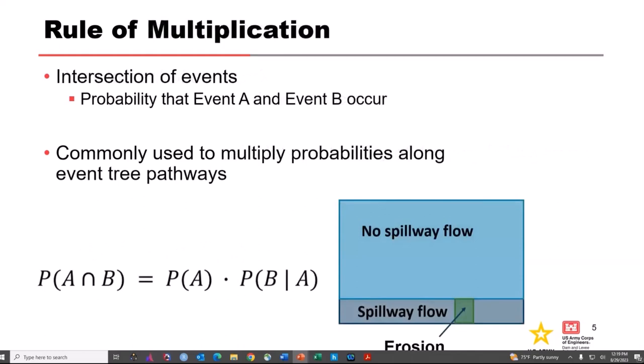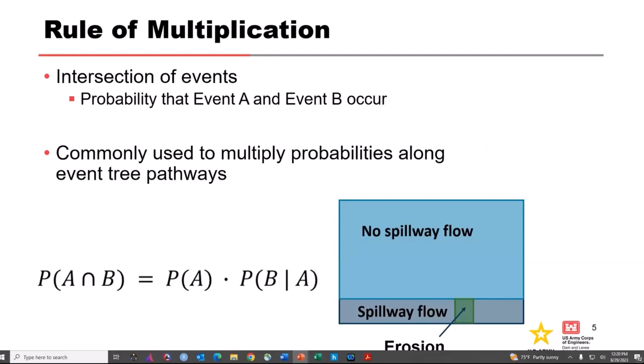Second one is the rule of multiplication. The idea here is that when you're doing intersections, intersection probabilities are calculated through multiplication. The nice thing about risk analysis is that the calculations are almost all adding and multiplying, so the math is pretty simple for the most part. If you're doing an intersection of events, commonly in event trees, when you're trying to get, say, a total probability of failure for the intersection of all the events that describe a failure mode, it's going to be a straight multiplication of those probabilities.